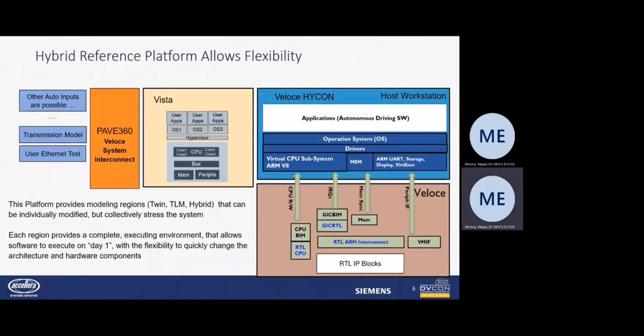Actually, our methodology involves many tools and many mechanisms. Then we have what we call the digital twin PAVE 360 with its Veloce system interconnect. We have Vista, which is used for complete virtual platforms. We have our Veloce Hycon, which has the hybrid connection between the virtual platform and the RTL.